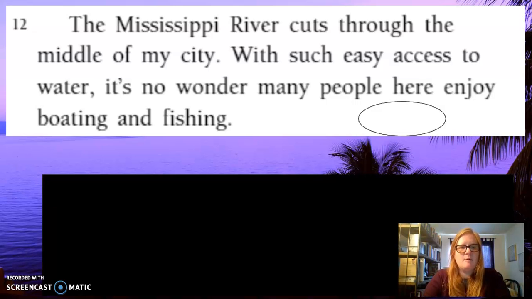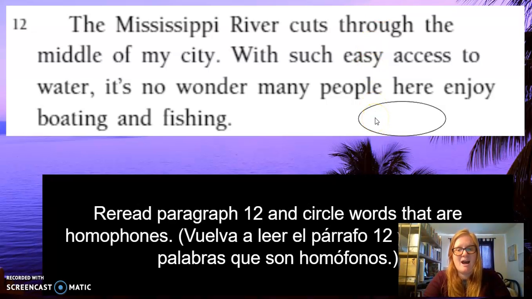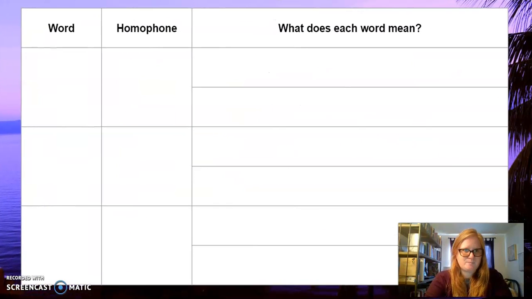And then for this one, I want you to read it out loud, okay? The Mississippi River cuts through the middle of my city. With such easy access to water, it's no wonder many people here enjoy boating and fishing. So there are 3 or 4 actually homophones within this 2-sentence paragraph. So I provided you guys with a circle, and you're going to circle the words that are homophones, okay? Once you have those words, put them in this chart.